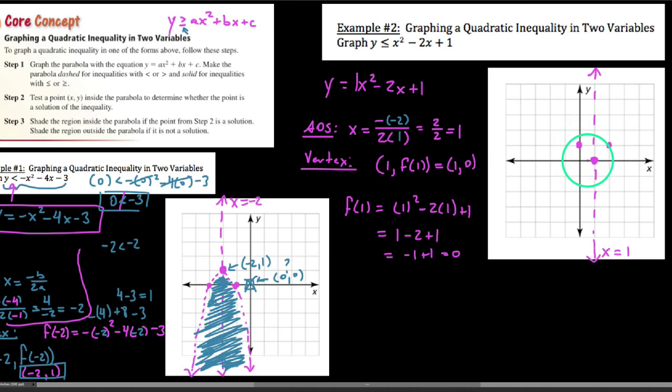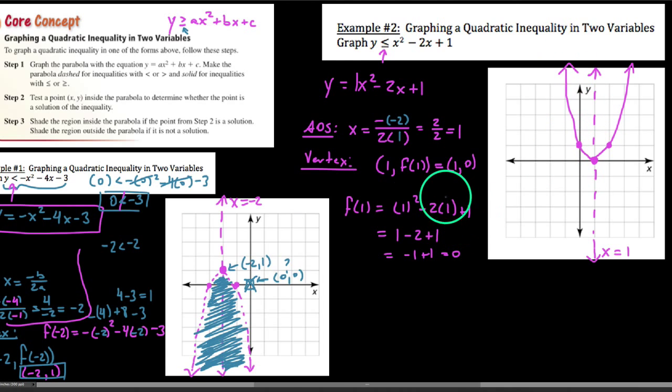So to finish sketching this, the first thing we're going to do is ascertain whether or not we should use a solid or a dashed line. And because this is a less than or equal to, we actually do want to include all the points on the outside of this parabola here. So let me try this again. That's better. And we'll use a solid path on our parabola there.